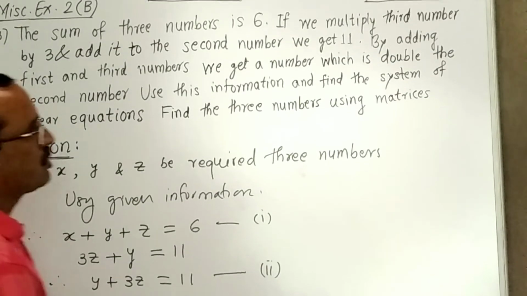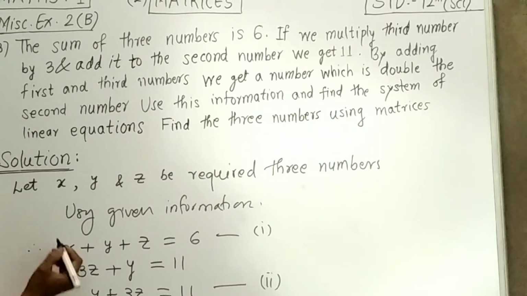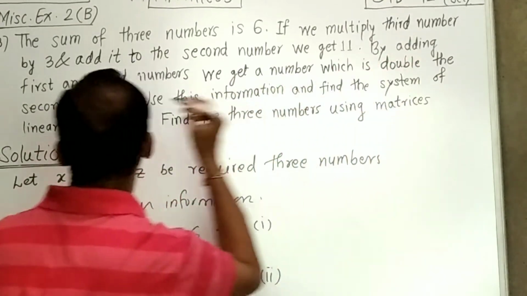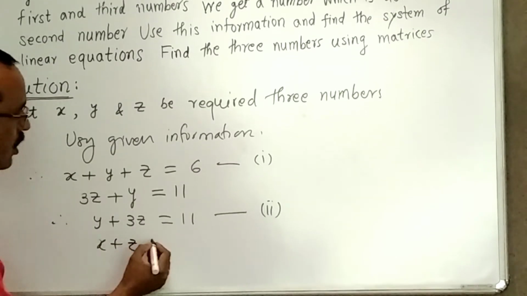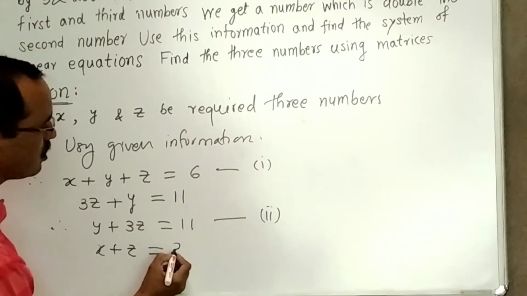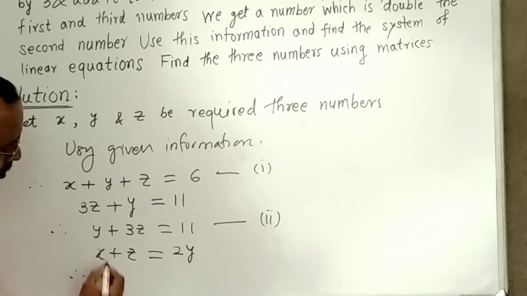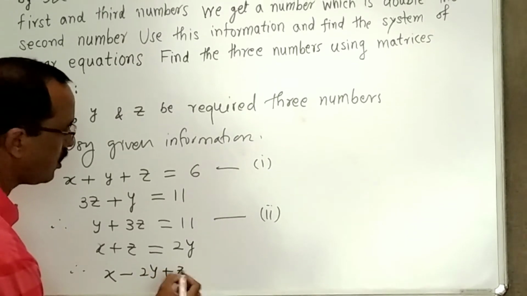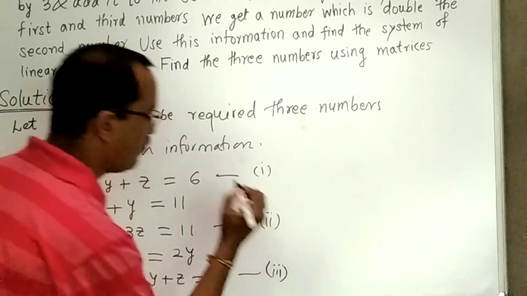Then the third condition is, by adding the first and third numbers, we get a number which is double the second number. Means adding the first and third number is x plus z. Then we get a number which is double the second number, that means 2y. Therefore we get the third linear equation as x minus 2y plus z is equal to 0. This is equation number 3.